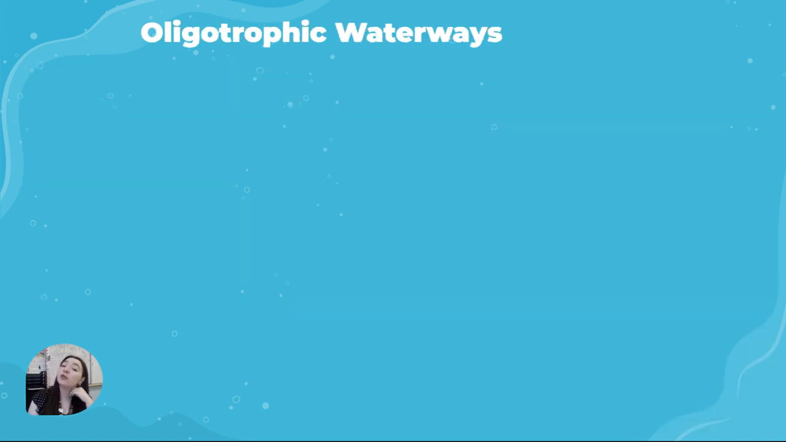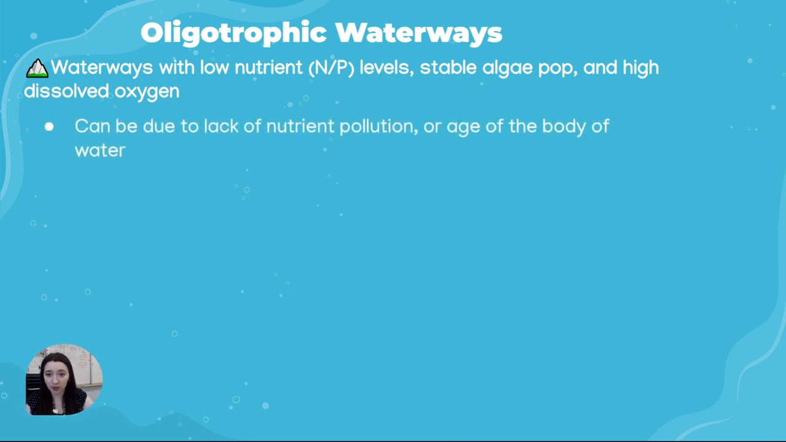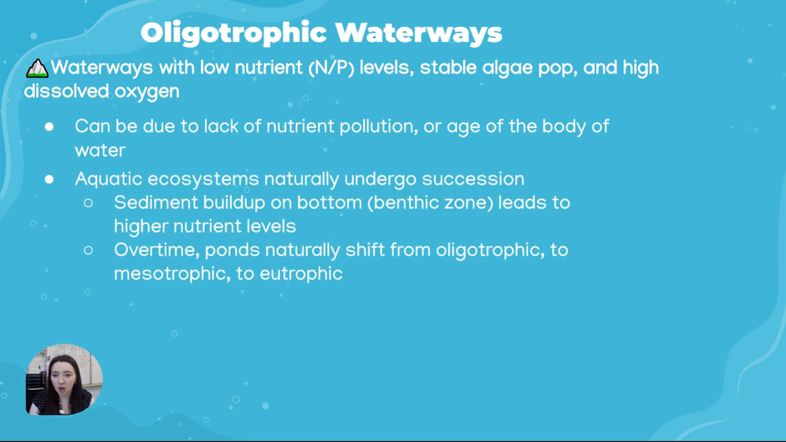Okay. So let's now talk about oligotrophic waterways, and the last few things we're going to talk about. These are waterways with very low nutrient levels. They have a stable algae population and high dissolved oxygen, which is good. That way we can support the aquatic life in the food chain that does need to use oxygen. This could be due to lack of nutrient pollution or the age of the body of water.